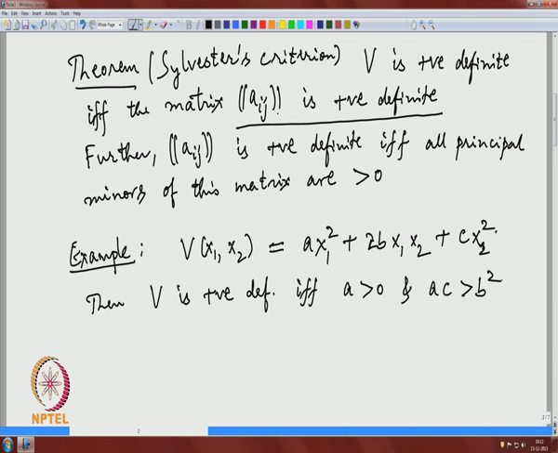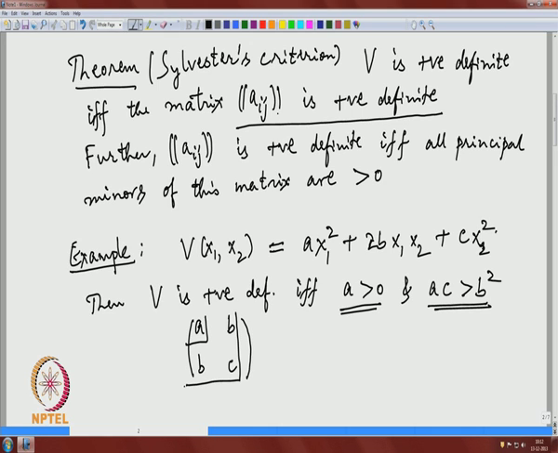So, in this case the coefficient matrix is just A B, B C, and the principal minors are the determinants of this 1 by 1 and 2 by 2 matrix, and that is what the Sylvester criterion says. Both the determinants are positive. So, A is positive and then the determinant of the second principal minor, that is the whole matrix, that is AC minus B squared, that is also positive, and that says AC is bigger than B squared.